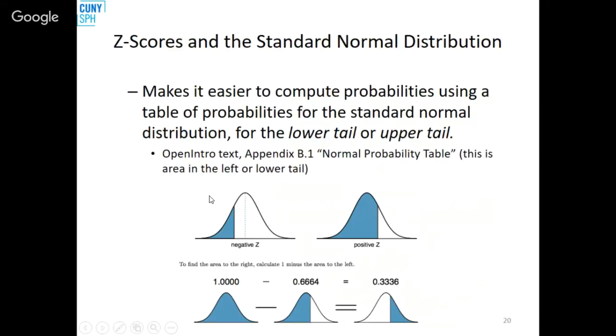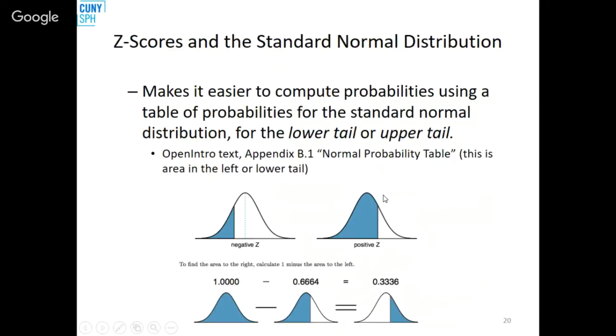So in your textbook, Appendix B.1 is what they call the normal probability table. And this is a picture taken from the textbook. What it gives you is the probability in the left-hand tail of the standard normal distribution. So it's giving you areas that look like this, for a negative value of z, something like this that is less than 0.5, and for a positive z, something like this, and a probability greater than 0.5.